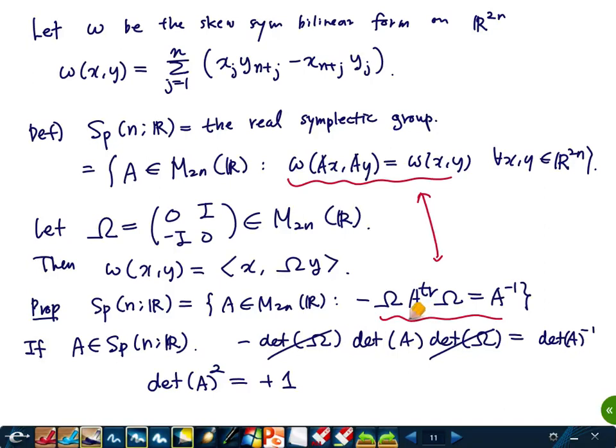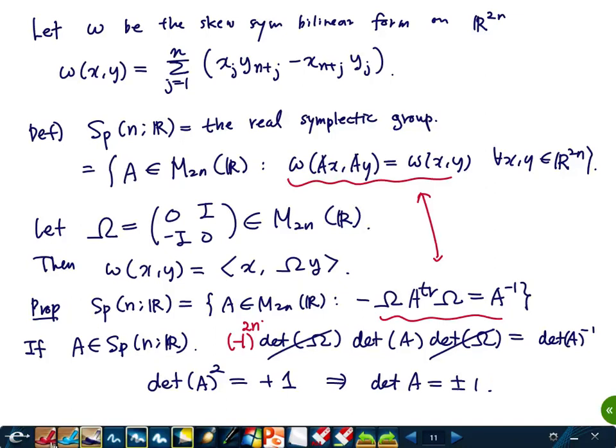Oh, I see. Yeah, of course. It's not minus 1. It's minus 1 to the 2n, because it's a 2n by 2n matrix. So it's not minus 1, it's plus. Actually, it's plus. Is that okay? So it's plus. And now A is a real matrix, so the determinant of A is equal to plus or minus 1. So we can conclude like that.